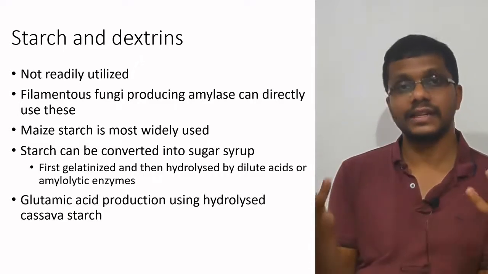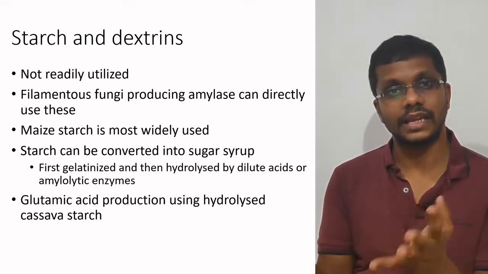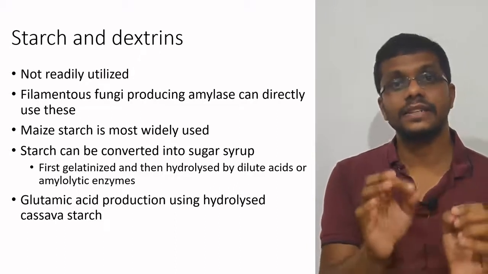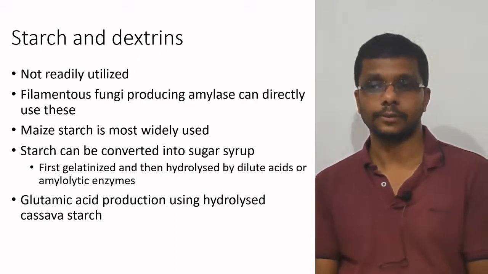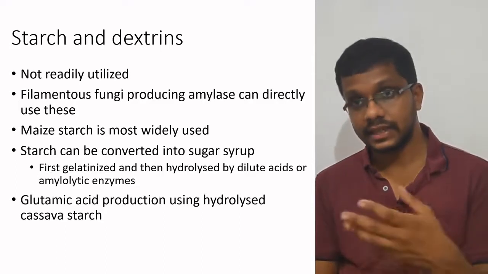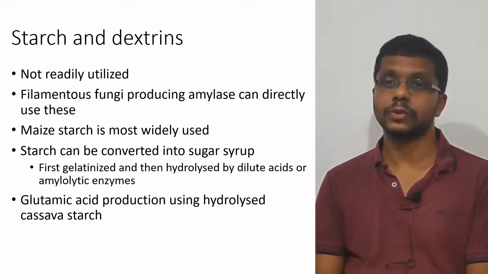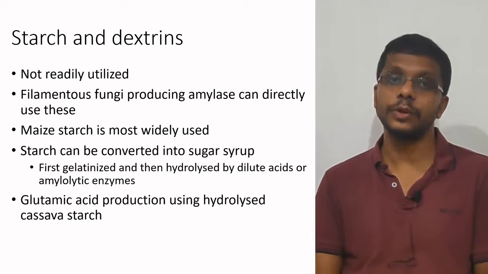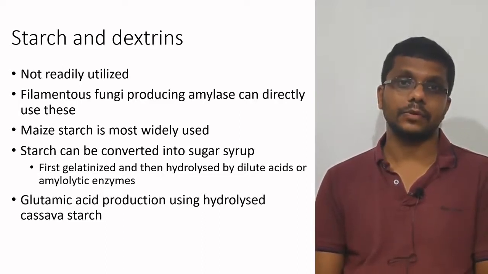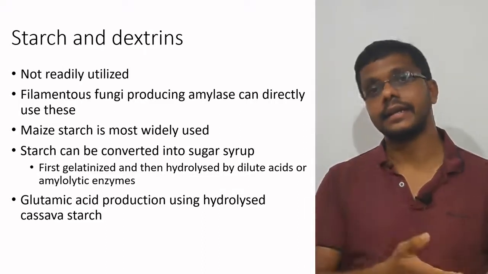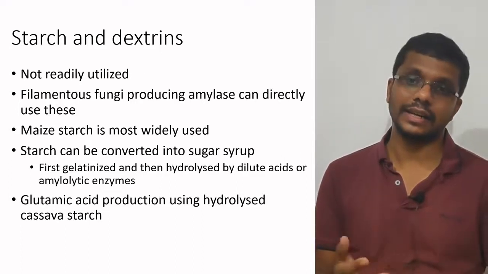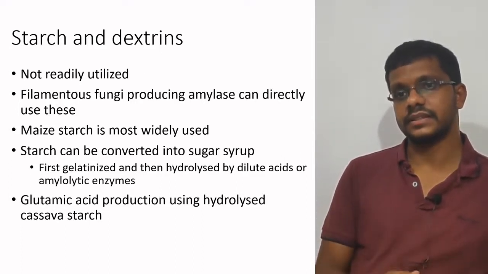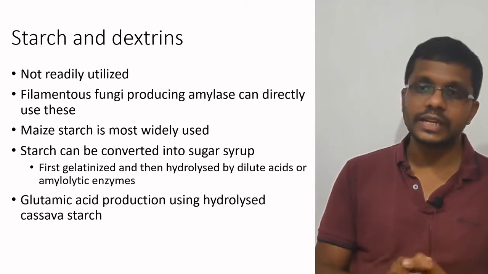We cannot use starch as a carbon source for Saccharomyces cerevisiae. Saccharomyces cerevisiae can only use monosaccharides and disaccharides. It cannot use starch as a carbon source. So starch is a polysaccharide. So only the microorganism which is able to produce amylase enzyme or some other enzyme which is degrading starch, converting it into monosaccharide, can use this starch as a carbon source.